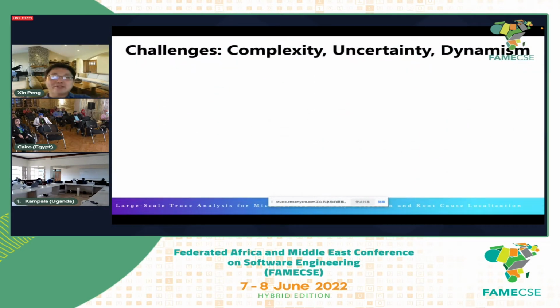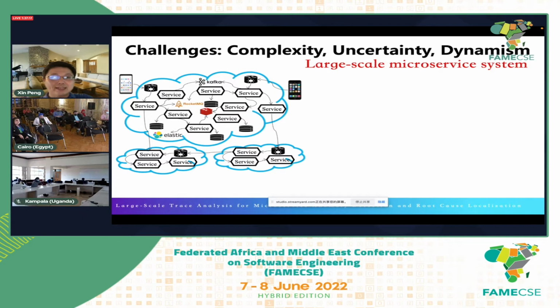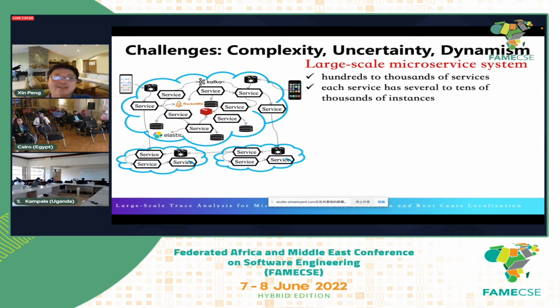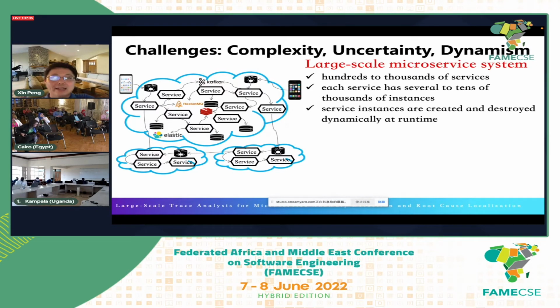This kind of fault detection and resolving is very challenging for large-scale microservice systems due to their complexity, uncertainty, and dynamism. A microservice system can have hundreds to thousands of services, and each service has several to tens of thousands of instances. A service instance can be created and destroyed dynamically at any time. For a large-scale microservice system, per day there may be billions of external requests from different kinds of clients and also from partners.